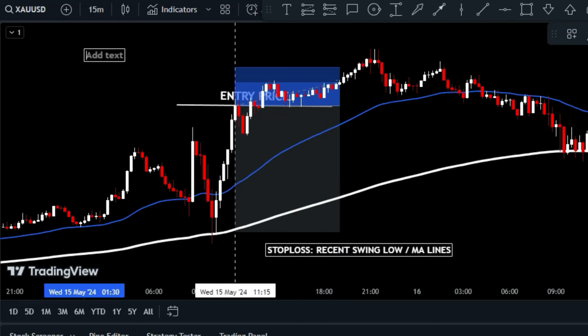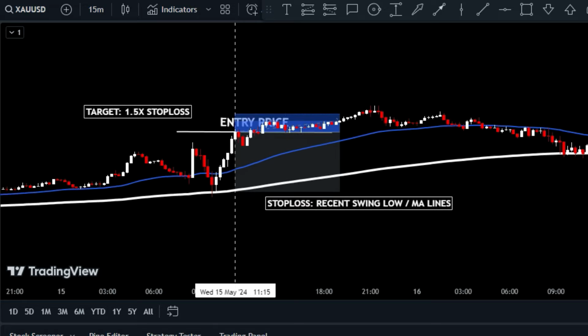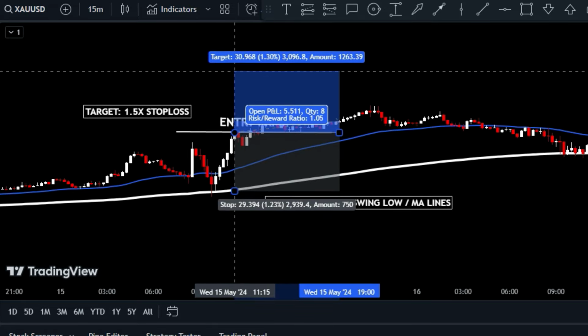Now for the exciting part, locking in those juicy profit targets. Just like before, set your trade target at 1.5 times the distance between your entry and a stop loss level.